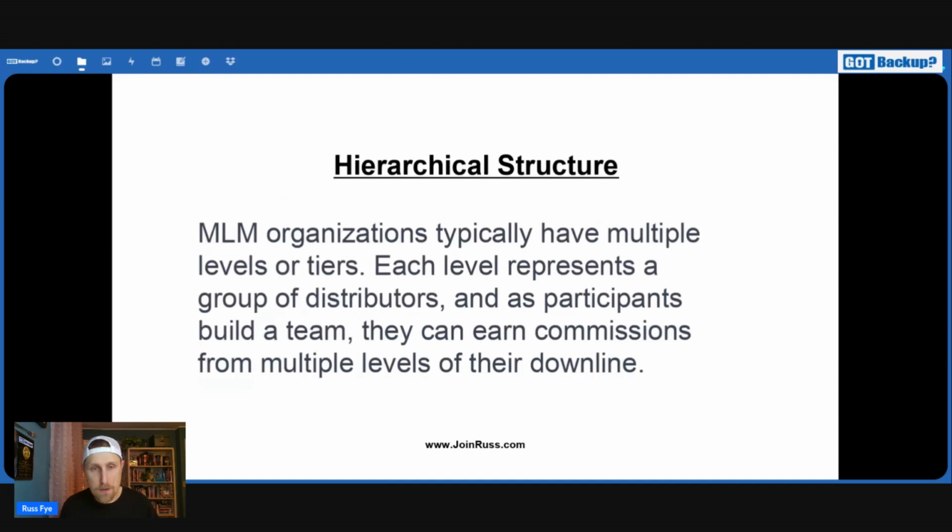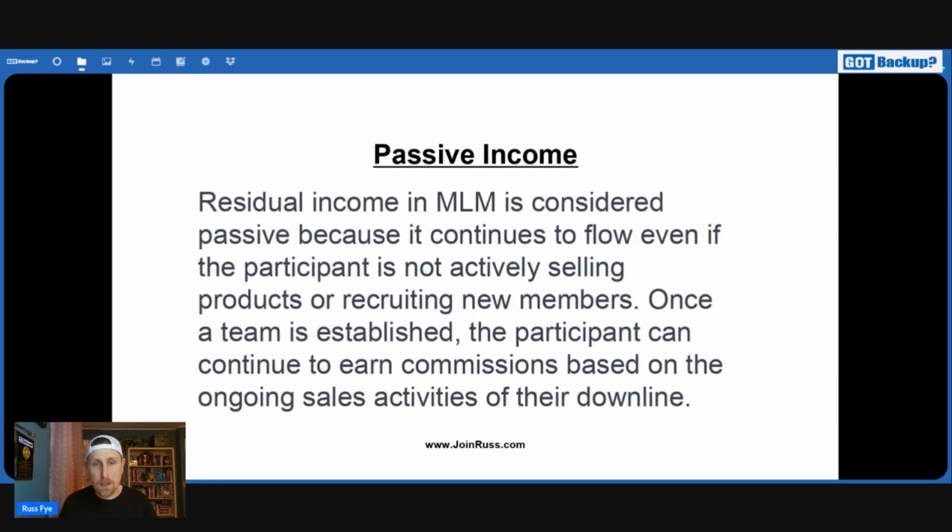Then we have the hierarchical structure. MLM organizations typically have multiple levels or tiers. That's where you get the name multi-level. Each level represents a group of distributors, and as participants build a team, they can earn commissions from multiple levels of their downline. And then we have passive income. So residual income in MLM is considered passive because it continues to flow even if the participant is not actively selling products or recruiting new members. Once a team is established, the participant can continue to earn commissions based on the ongoing sales activities of their downline.